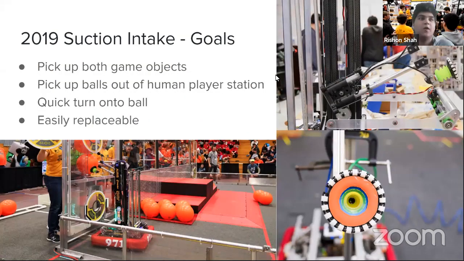All right, the first mechanism we're talking about is the 2019 suction intake. And just as a quick refresher, although most of you probably remember, the 2019 season had two game pieces, the hatch panels and the cargo, which had to be placed in both the rocket and the cargo ship. So as a reminder of what our suction intake looked like, you can see how we had two different suction cups, one larger suction cup and one smaller suction cup.